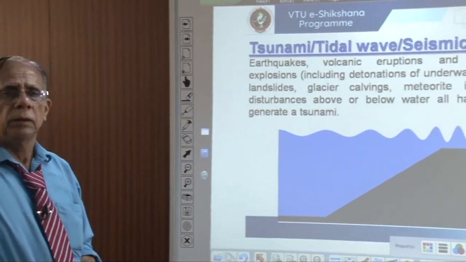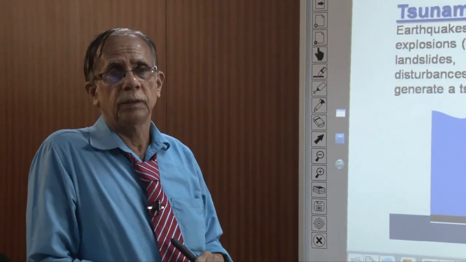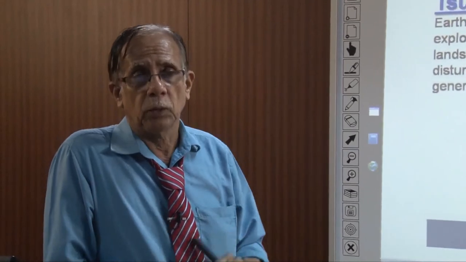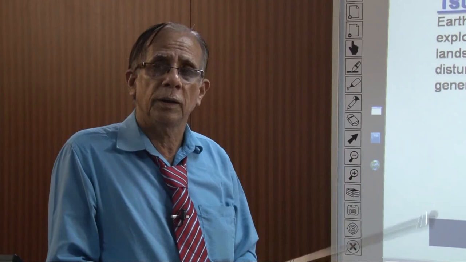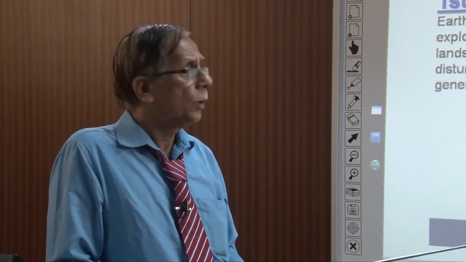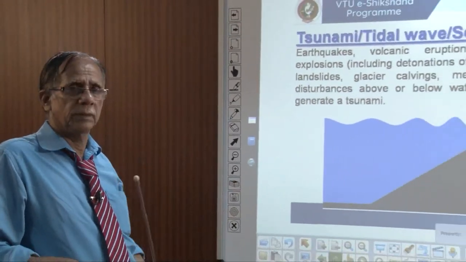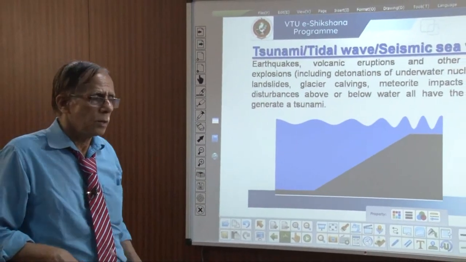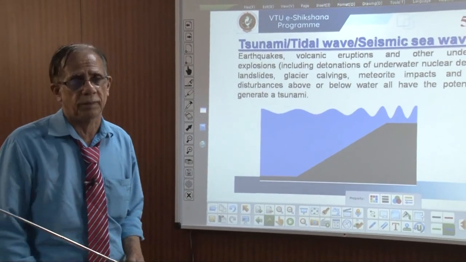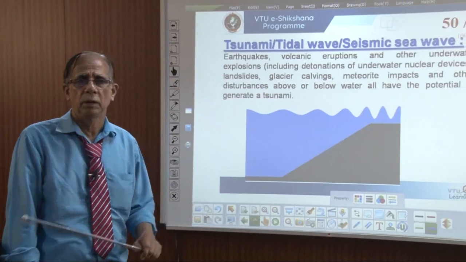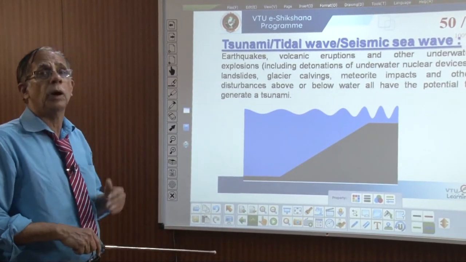Friends, we have studied earthquake, volcano, how earthquake and volcanoes are related. Now, one more thing related to earthquake is a tsunami. What is tsunami? Tsunami is nothing but if an earthquake takes place below the water, say sea or a lake or our reservoir, etc. If an earthquake takes place, what may happen?